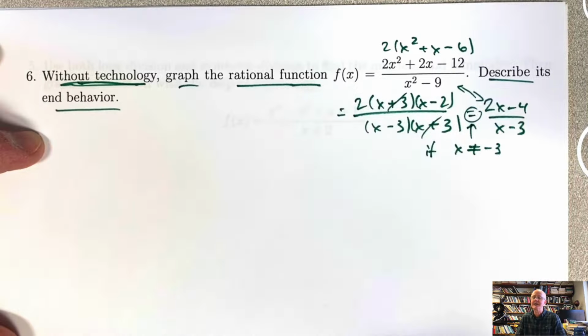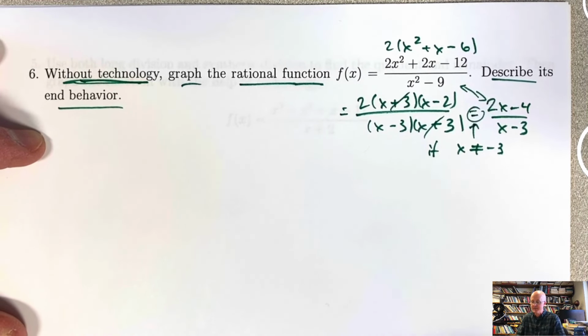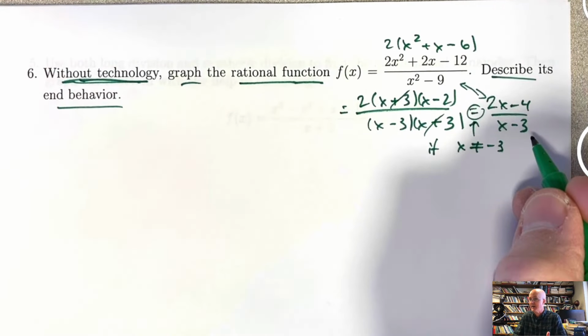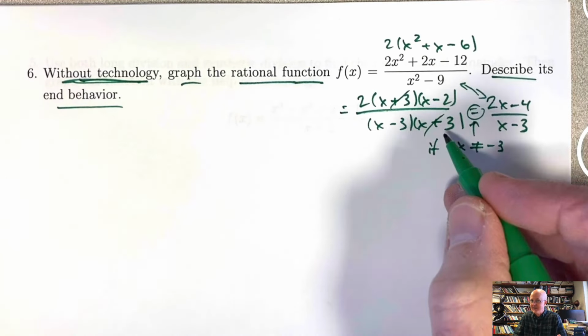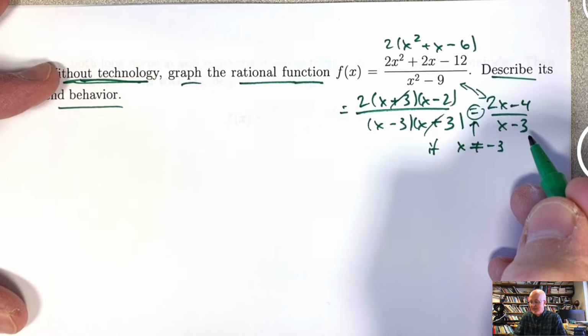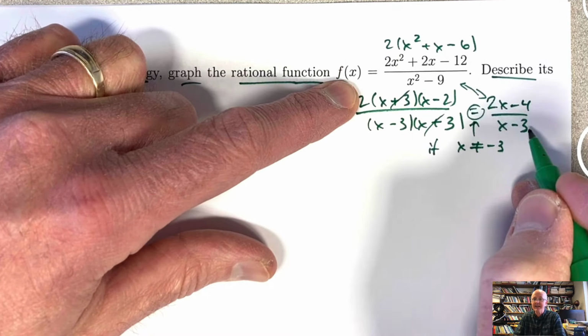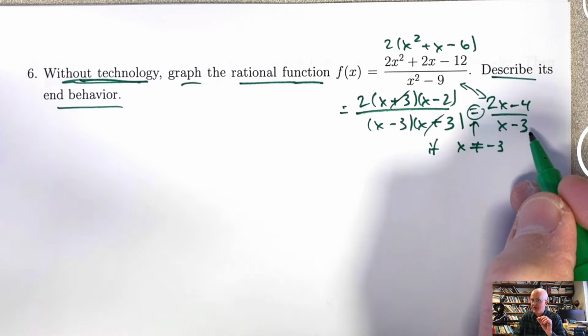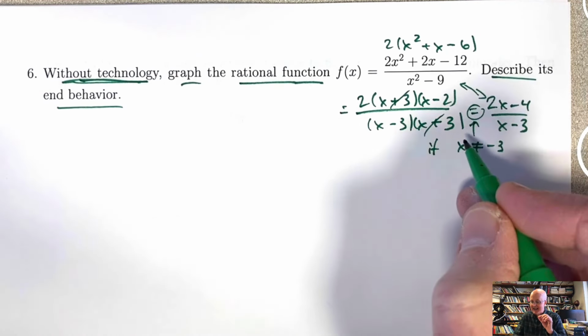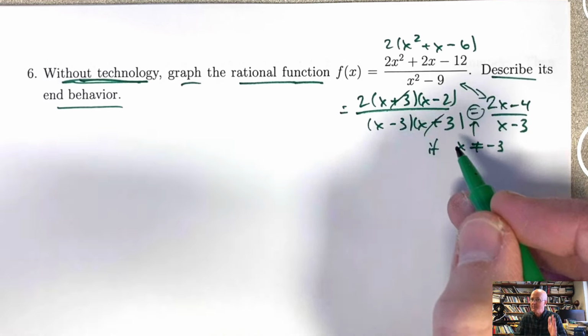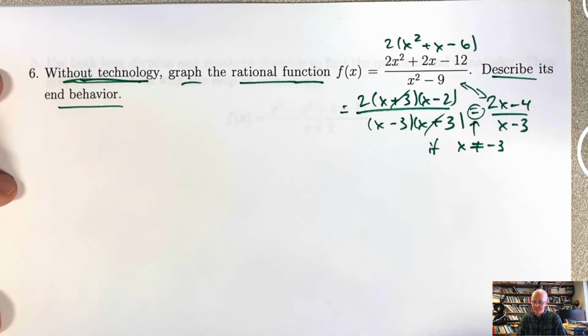The original function is not defined at negative 3. The new simplified function is defined at negative 3, but they can't be equal. Undefined can't be defined. What that's going to mean is ultimately we can graph this function by graphing this function, but putting a hole in our graph, so to speak, at x equals negative 3. There will not be a vertical asymptote there, it turns out.